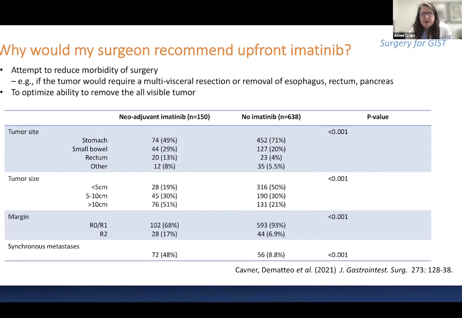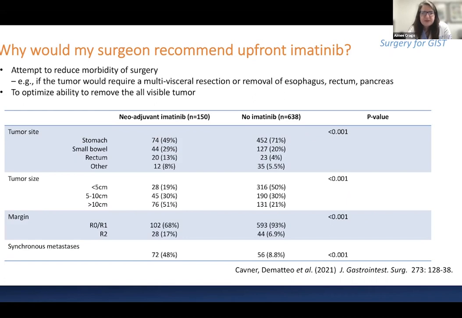Another thing we often talk about when patients come for consultation is who should have upfront imatinib. You can imagine that if we can give imatinib before surgery, it can reduce the tumor size, and that may make the surgery more straightforward. You may not need as many organs resected, or you may be able to have a smaller section of the stomach resected. So if we think that we can reduce the complications from surgery, improve your recovery, then we're going to try and give you upfront imatinib.